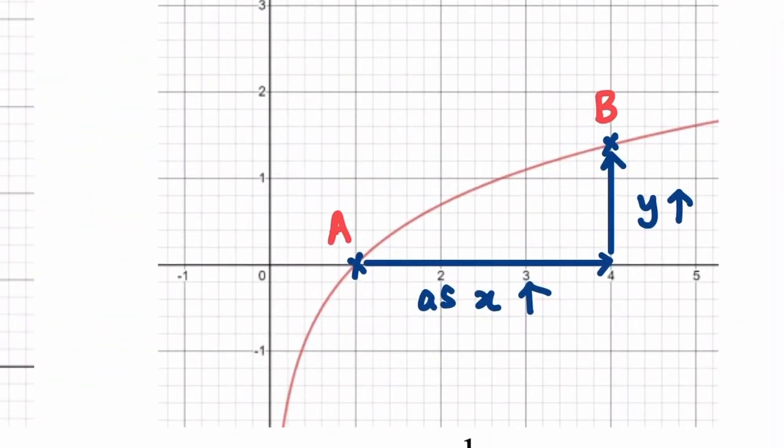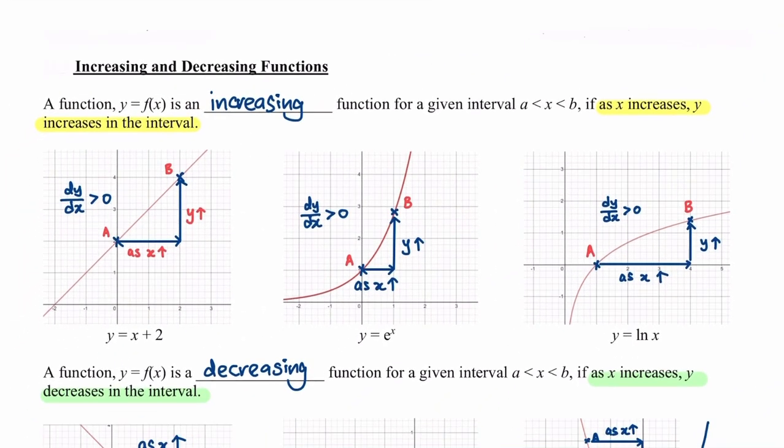Then the third one is the same thing. We notice that as x increases, y also increases, and therefore dy/dx is greater than 0 because of the positive gradient. Anywhere along the graph shown there is also a positive gradient, so dy/dx is greater than 0. So here we conclude that as long as dy/dx is greater than 0, we get an increasing function for the given interval of x between a and b.